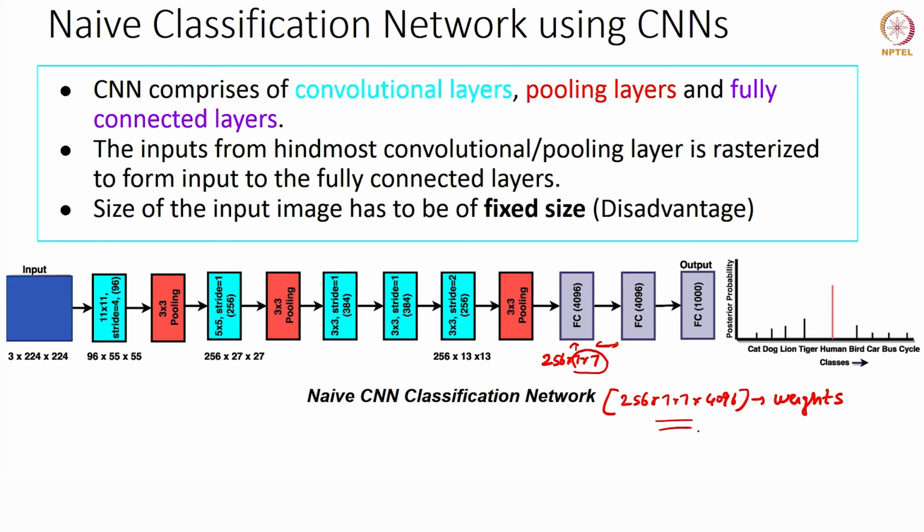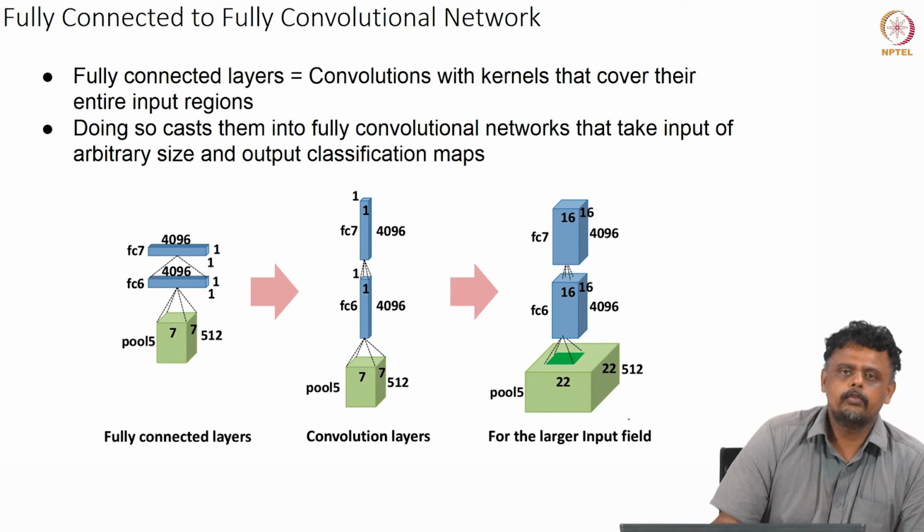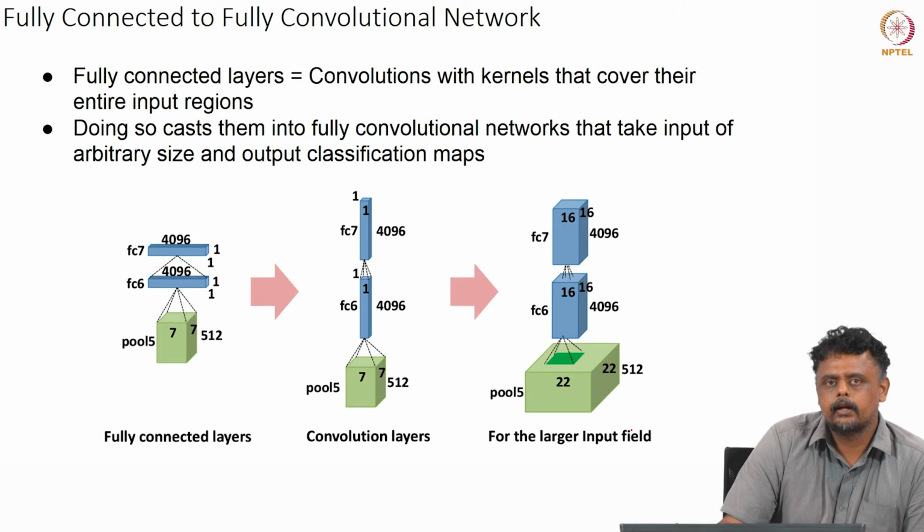So this is a restriction that comes in with whatever networks we have looked at so far, that the size of the input has to be fixed. We can't use arbitrary input sizes. So in order to have a very flexible semantic segmentation framework, we would like to have a network which does not have this limitation. What we do is convert these fully connected layers into what are called fully convolutional layers.